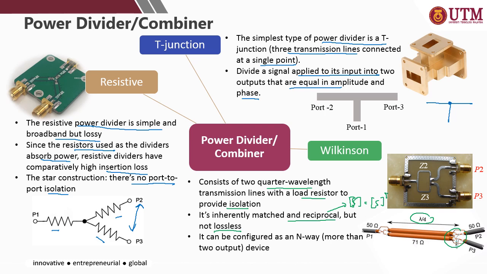But one of the disadvantages of the Wilkinson power divider is that it is not lossless. It is lossy due to the additional element included in the design. And one of the advantages of the Wilkinson power divider is that it can be configured as N-way. More than 2 output ports can be included in the design.